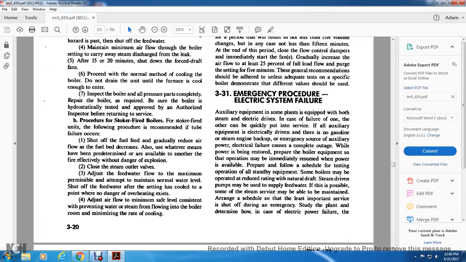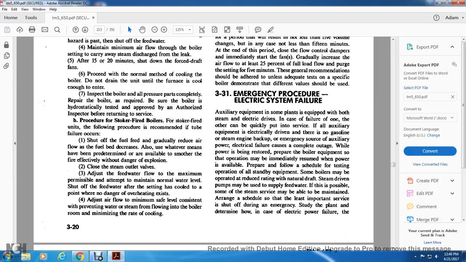While the power is restored, prepare the boiler equipment so that operation can be immediately resumed when power is available. Prepare the following schedule of testing operation for all standby equipment. Some of the boilers may be operated at a reduced rating on natural draft. The steam-driven pumps may be used to supply feed water.